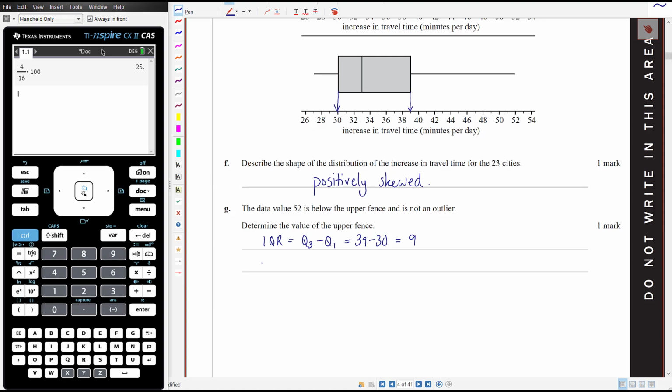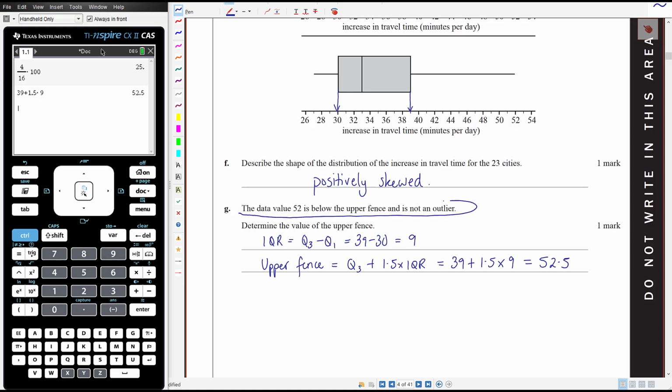And then the upper fence is Q3 plus 1.5 times the interquartile range. Q3 is 39 plus 1.5 times our interquartile range, which is 9. Okay, so 39 plus 1.5 times 9 is 52.5. So we don't need to make any statement about that.